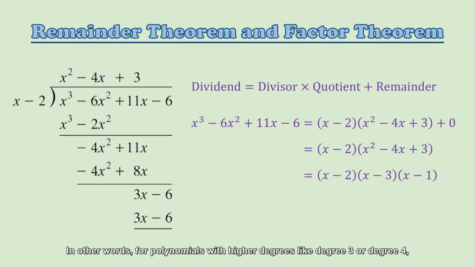In other words, for polynomials with higher degrees like degree 3 or degree 4, if we can find a divisor of which the remainder is 0, then we can factorize this higher degree polynomial by the long division. However, finding such a divisor may be problematic, because to check whether the remainder of the division is 0, each time we need to do this time-consuming long division.